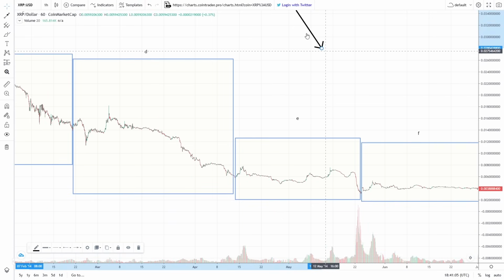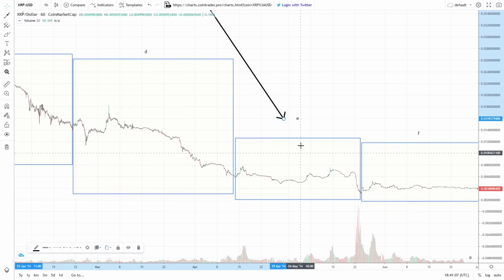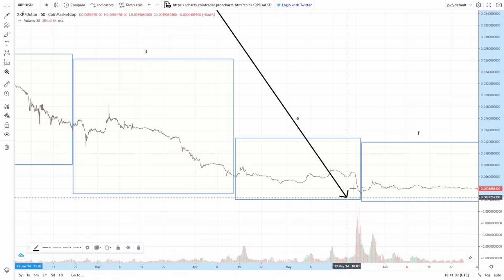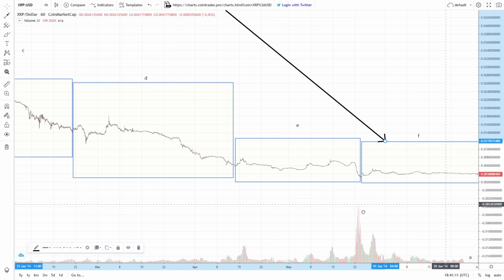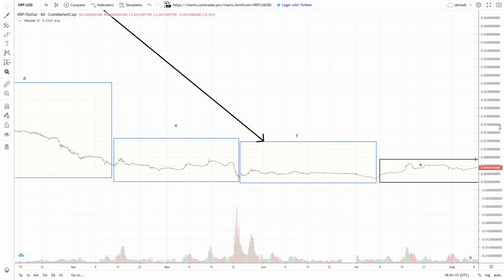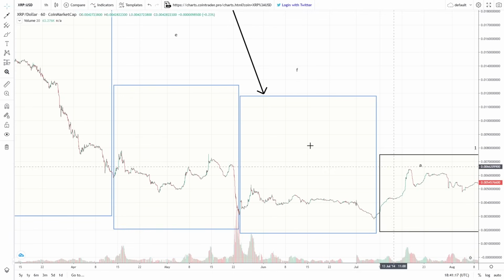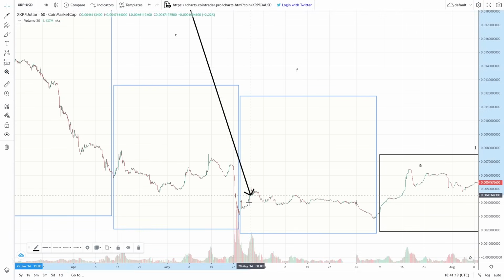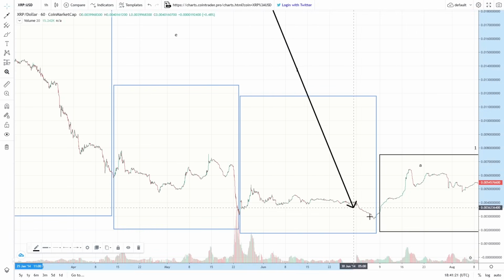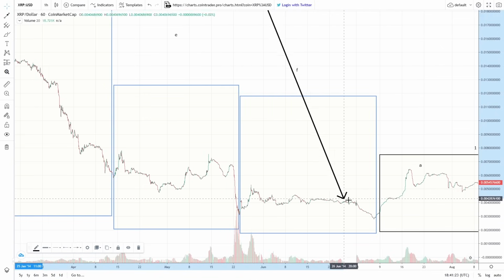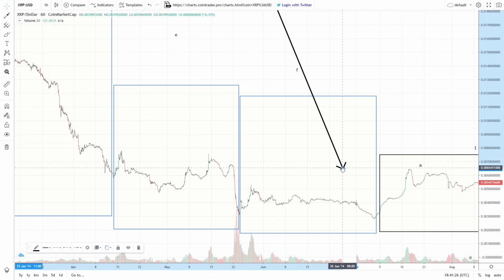Okay, so E is essentially a bounce, and then F. So F can play out differently. Sometimes it's more vertical, but it's essentially kind of the landing of the entire decline. It's where the decline terminates. It's the end of the decline.